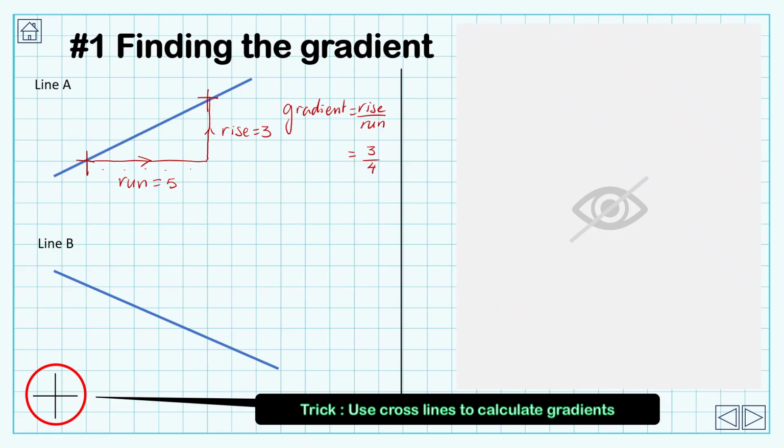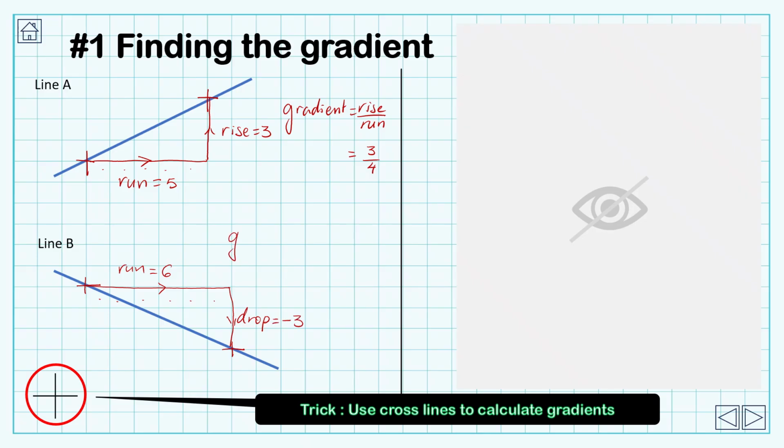Okay, next one. So let's look for places where we can place our crosshairs or cross lines. That's the first one. And here's the second one. Now, don't forget, we always start with a run. So we go horizontal first, and then we have a drop. So the run, let's count the number of boxes. 1, 2, 3, 4, 5, 6. And the drop, and don't forget, it's going down, so negative.